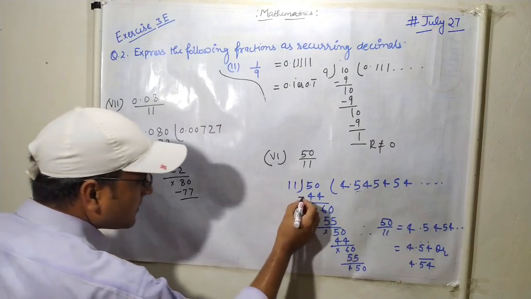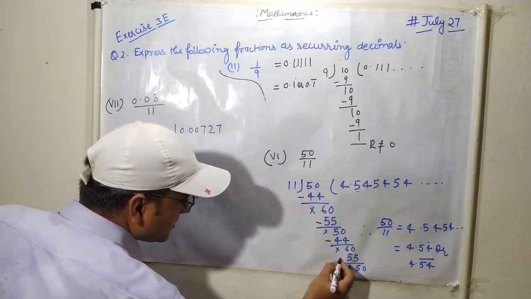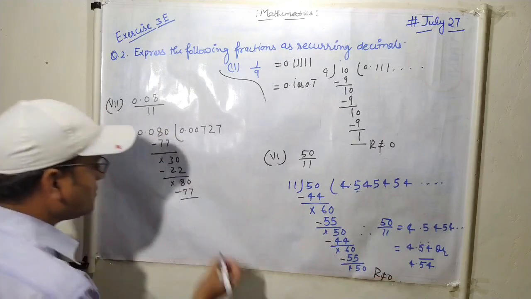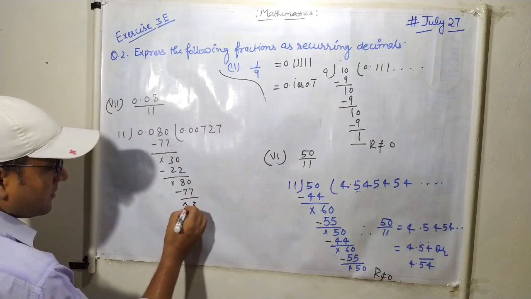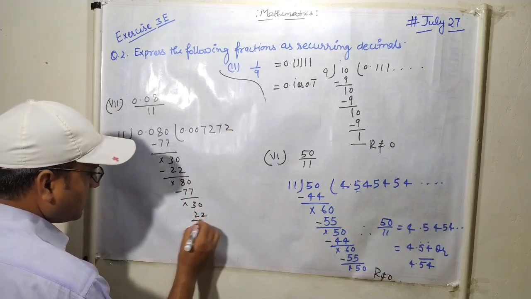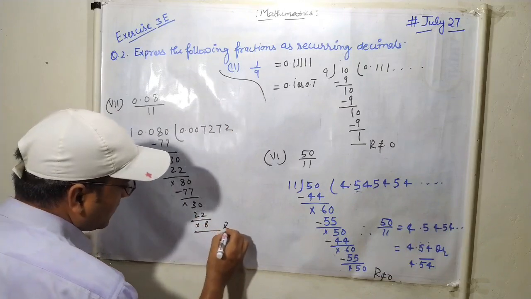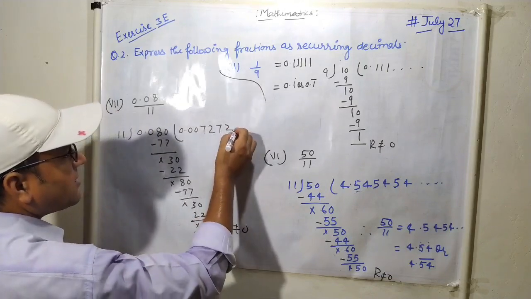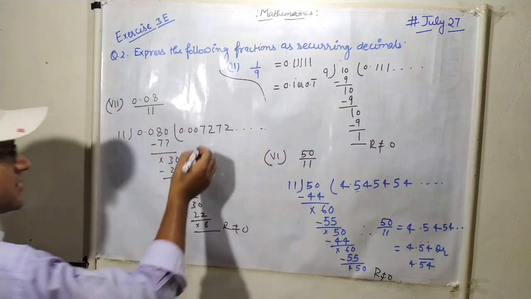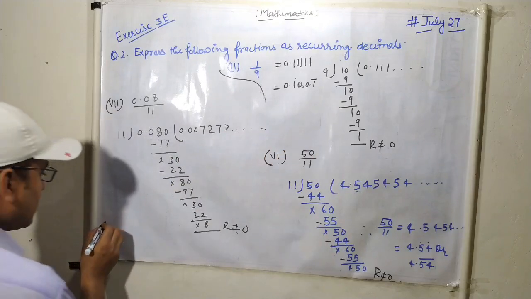3 comes, see this one, the remainder is not equal to 0 in this case also. 3, 30, 2 times 11 is 22, remainder 8. So the remainder is not equal to 0. After that it comes 7 2 7 2 7 2. What is repeating in this one? 7 2.